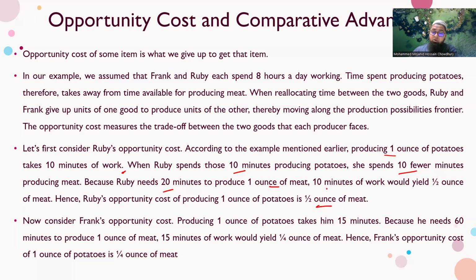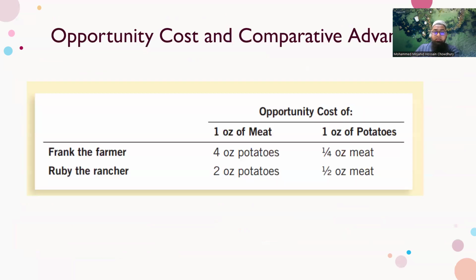So for producing 1 ounce of potatoes, it takes him 15 minutes, because he needs 60 minutes to produce 1 ounce of meat. So 15 minutes of work would give him 1/4 ounce of meat. So here Frank's opportunity cost of 1 ounce of potatoes is 1/4 ounce of meat. So we can get the example here. So this is mentioned here.